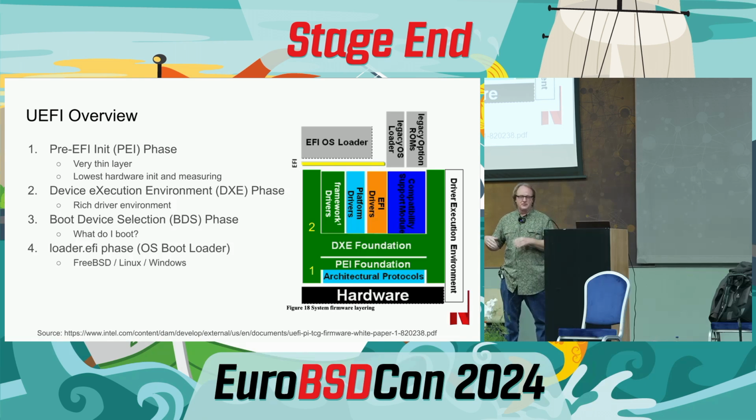And then comes the BDS phase. This is just boot device selection. This is where it goes, oh, I have this NVMe drive here, it has these partitions. I'm going to read loader.EFI off of the system partition I find on this NVMe drive, and then I'll jump to that, and that will load FreeBSD. And so those are basically the next two steps that happen.